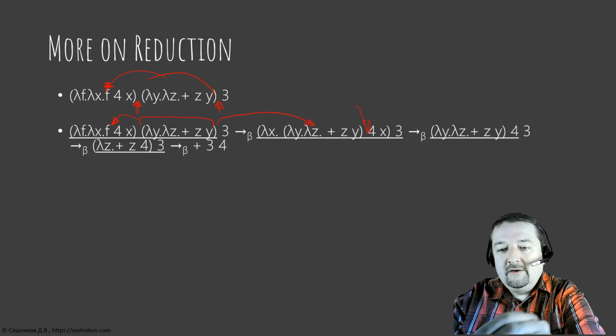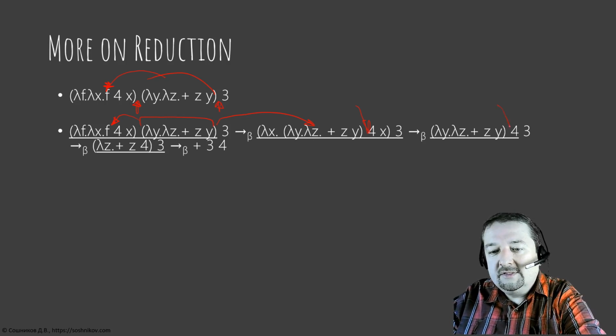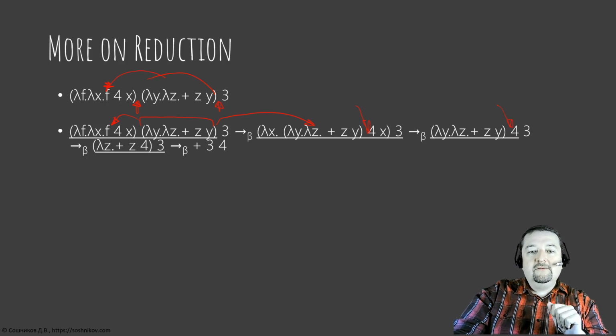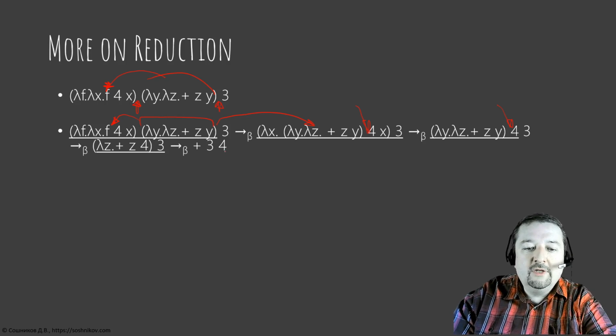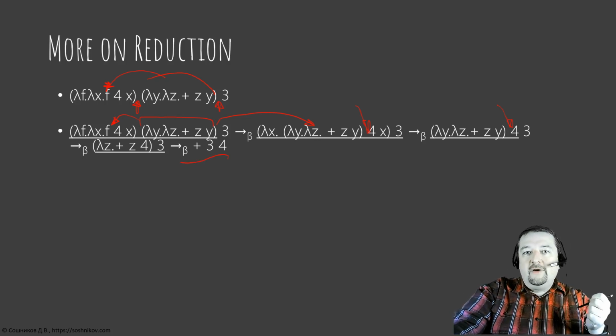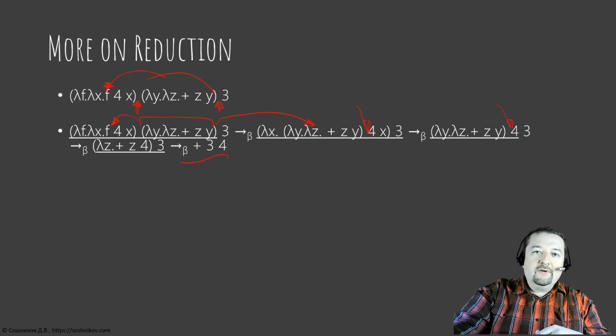Finally, here again I have two applications. I would reduce this one. It would give me lambda z plus z4 applied to 3, and I would end up with plus 3, 4. And then probably if I do one more reduction step, which would not be beta reduction, it would be some other type of reduction, I would get the result 7.